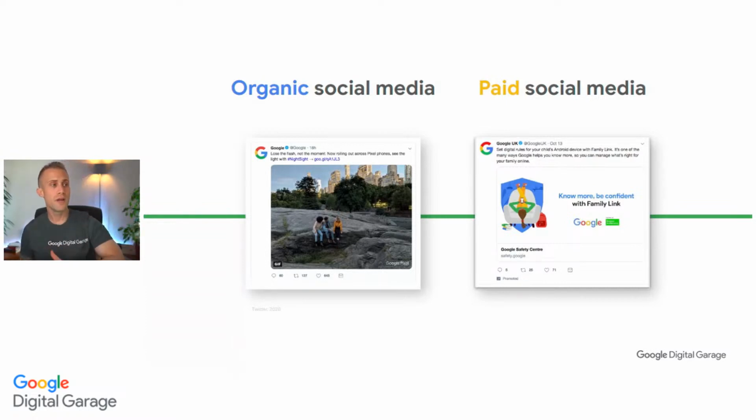However, Google UK, set digital rules for child's Android device with family link, so on and so forth. And then you see that whole image, which says, no more, be confident with family link, Google online, that whole area. If I tapped on that, that is all a call to action. If I tap on that, it's going to take me somewhere. So again, we're eliminating a lot of steps right here.